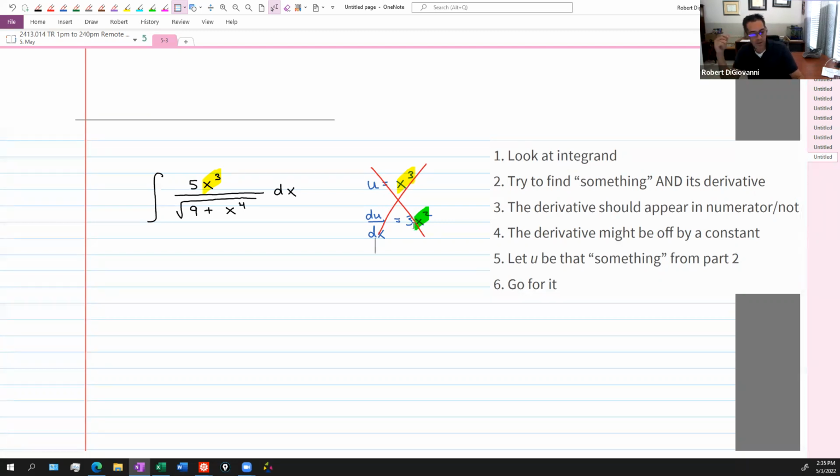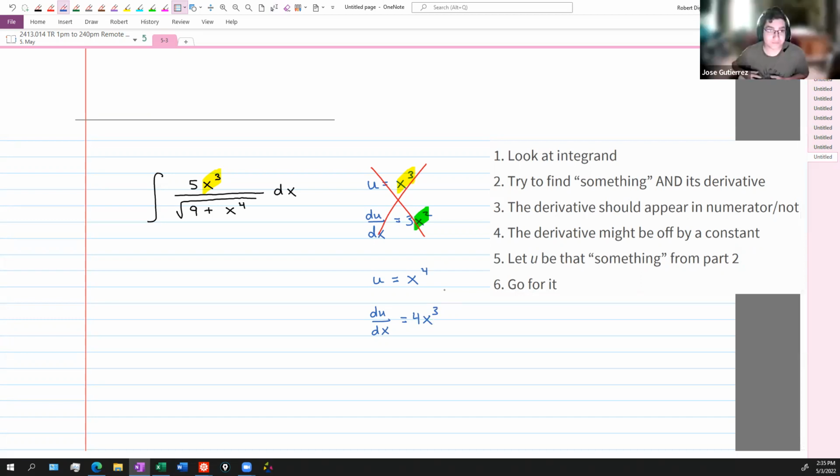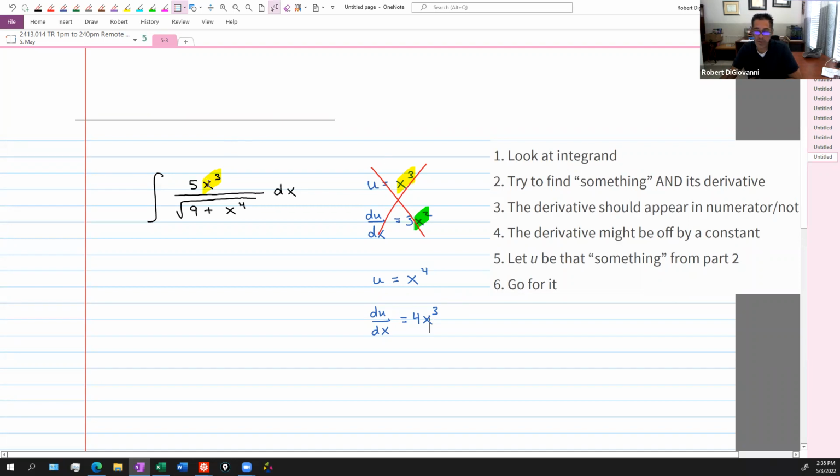I saw another one that said u is equal to x to the fourth. What do y'all think about this one? What's the derivative of that? 4x cubed, right? Do you see a 4x cubed? I see a 5x cubed, but that's okay. It's okay to be off by a constant, isn't it? Didn't I say it's okay to be off by a constant? So we would have a 4x cubed, but in the problem, it's a 5x cubed. That's good. This looks promising.